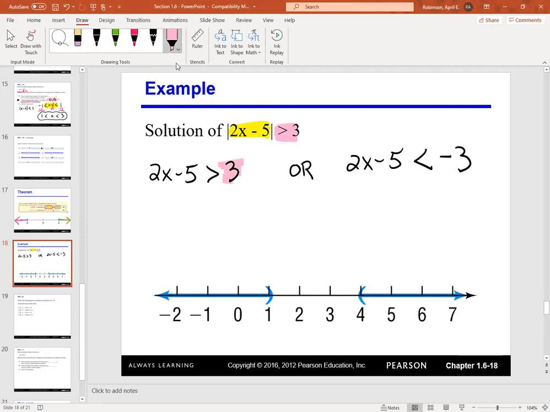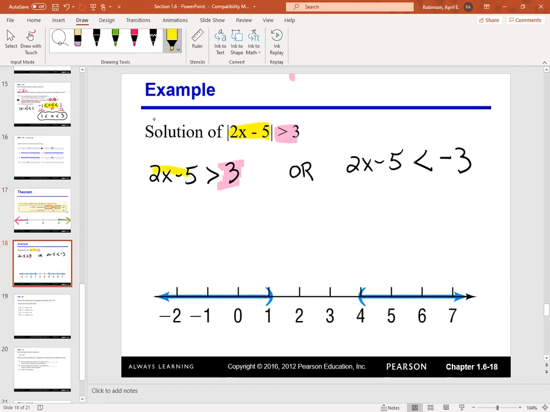So over here, I've got this one. It matches exactly what I have. And then over here, you're still going to have 2x minus 5, but, sorry, I forgot to highlight my greater than sign here. On this one, you have to remember to reverse the inequality and also reverse the sign to negative 3. And now you've got two equations you have to solve, okay?